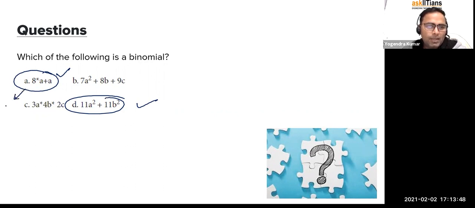Okay. It is what? 8a square. So it's, my bad. Is it correct? No. This is not binomial. Why? Because it can be added. Okay. So if like terms are there, we can add it.